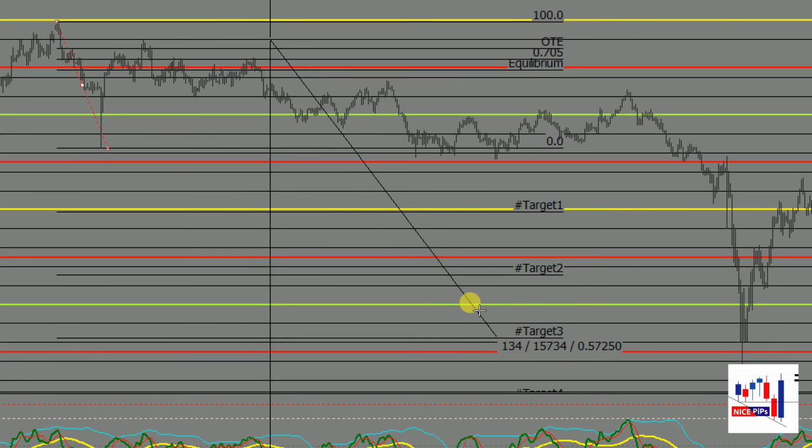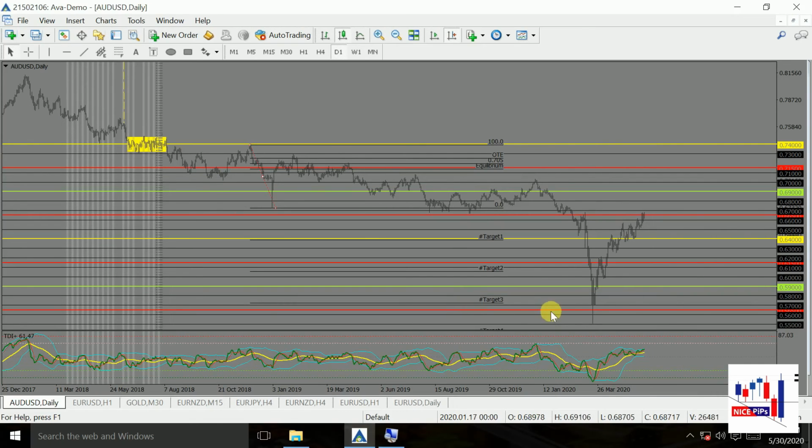1,570 pips to target number 3, which is where all our stops were hit, but we had also the take profits were hit there. If it had dropped further down to my target number 4, let's say from my OTE to my target number 4, we were talking of 1,850 pips, right? Then it started reversing.